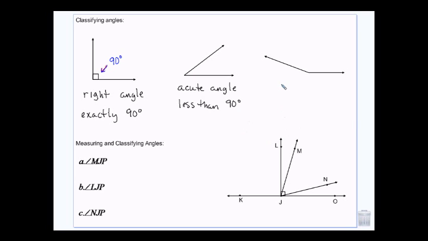And then anything bigger than 90 degrees is considered to be an obtuse angle. It's greater than 90 but less than 180. 180 degrees is a straight line. So we no longer are talking about an angle at that point, we're talking about a line. An angle, as far as this level goes, can't exceed 180 degrees.